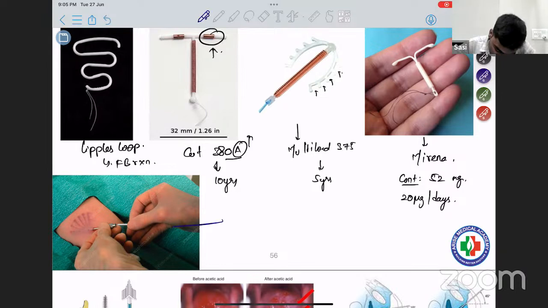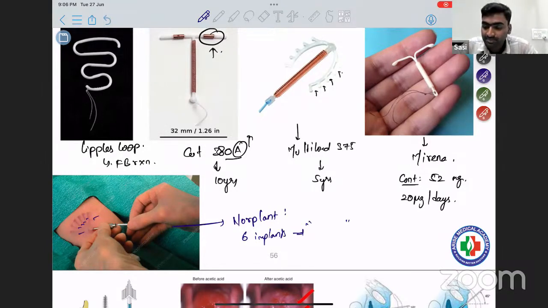What is this implant? You're able to see this is the Implanon. In this implant, you can see there will be 6 capsules: 1, 2, 3, 4, 5, and 6. It is given as an implant, and it will be having 6 implants. And it will be given for how many years? You are getting it correct. It will be given for 5 years, and this contains levonorgestrel. It will be containing levonorgestrel.